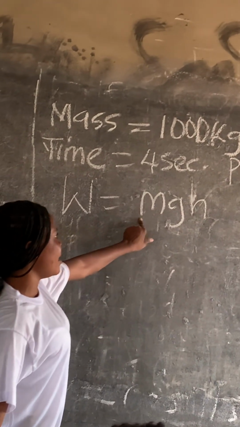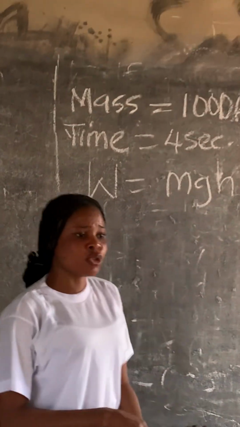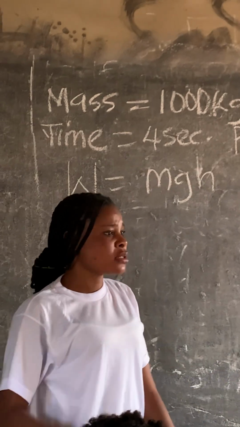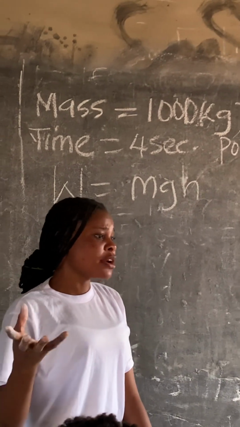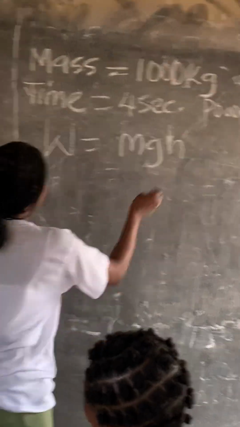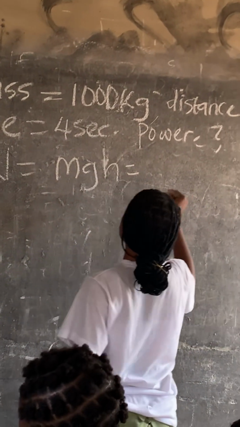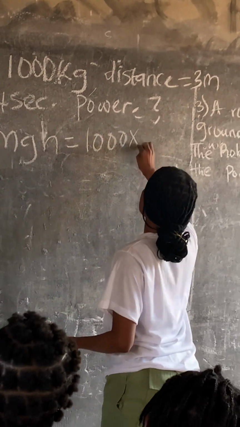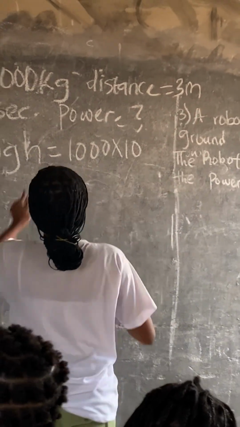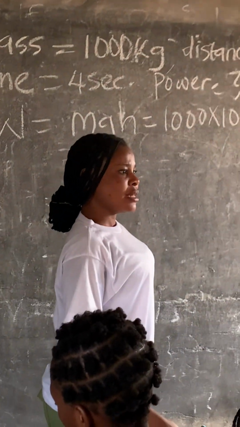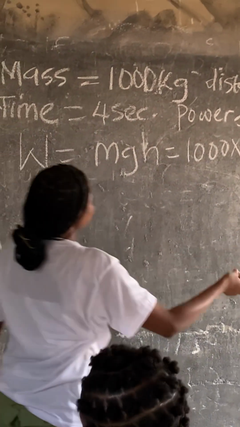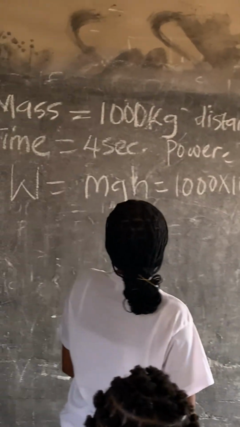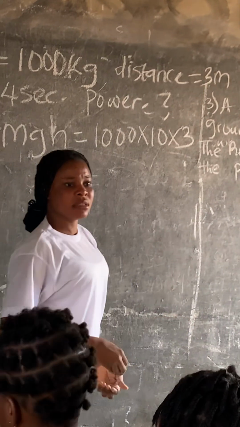So now from here, note that when you are solving this, you need to solve first for work done, before you find power, because power is work done all over time. So now from here, our mass is what? 1,000 kilogram times g, note this is constant, that's g is equal to 10, times height, which is the distance, 3.